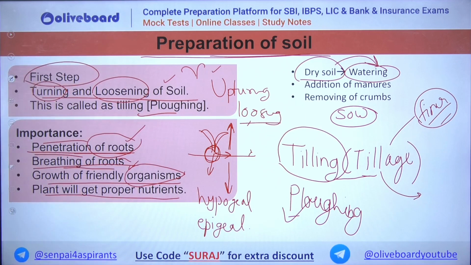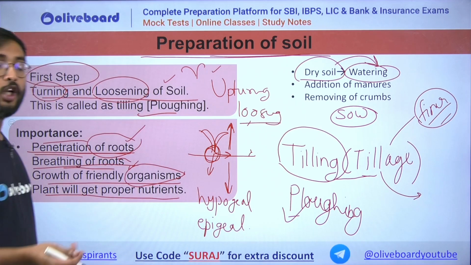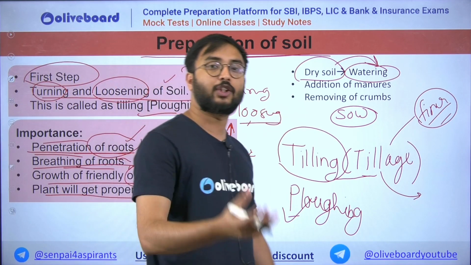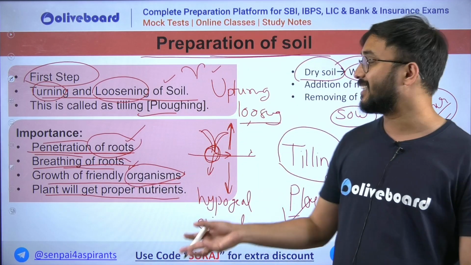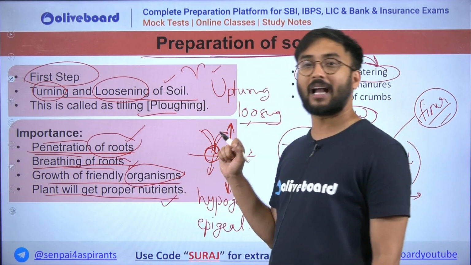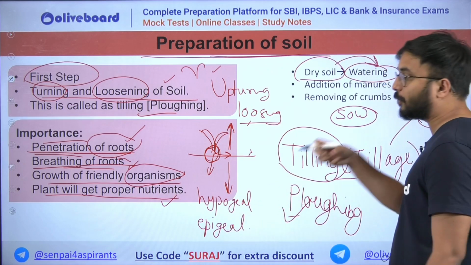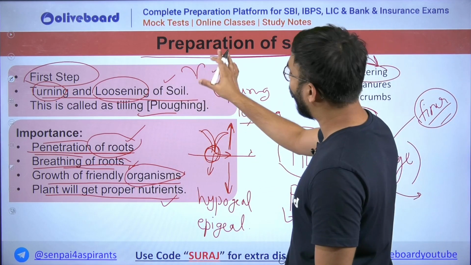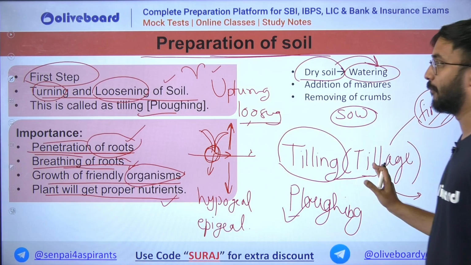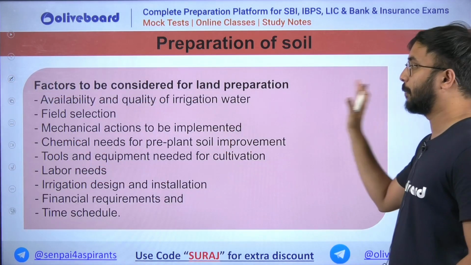The plant also will get proper nutrition. So nitrogen, phosphorus, potassium, such nutrients can be easily absorbed. Micronutrients and macronutrients can be easily absorbed from the soil when such quality soil is available for them. So this is nothing but all about preparation of soil.